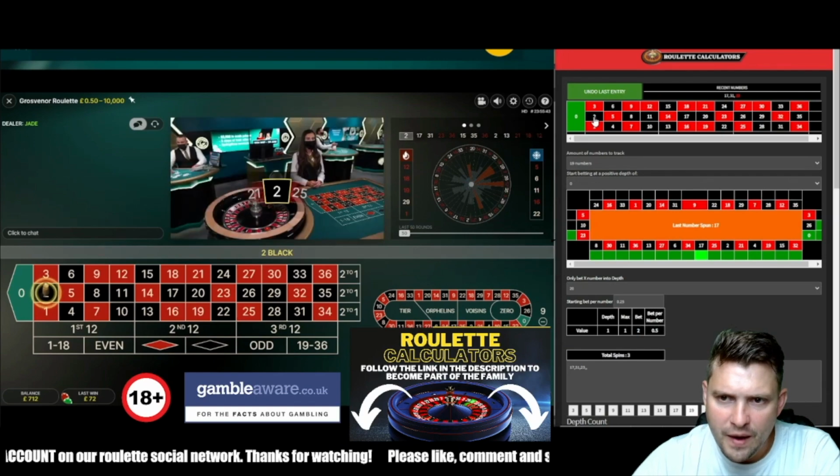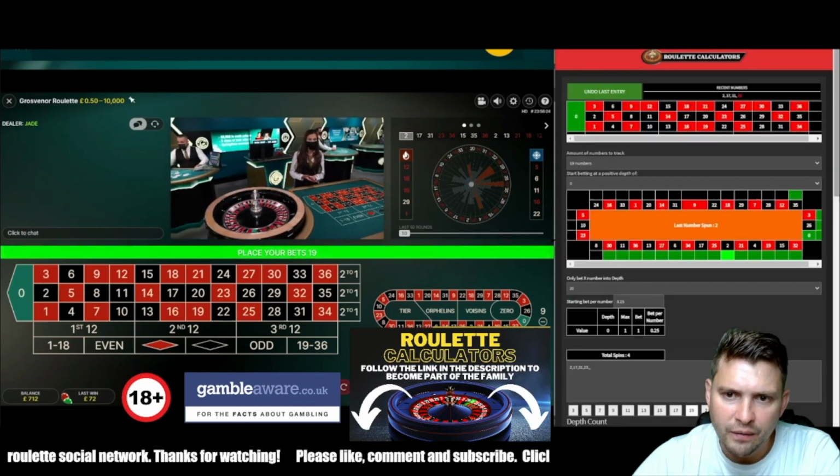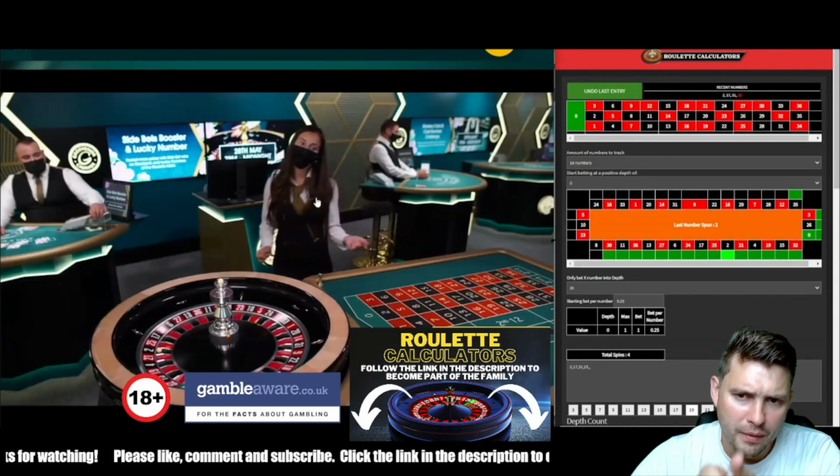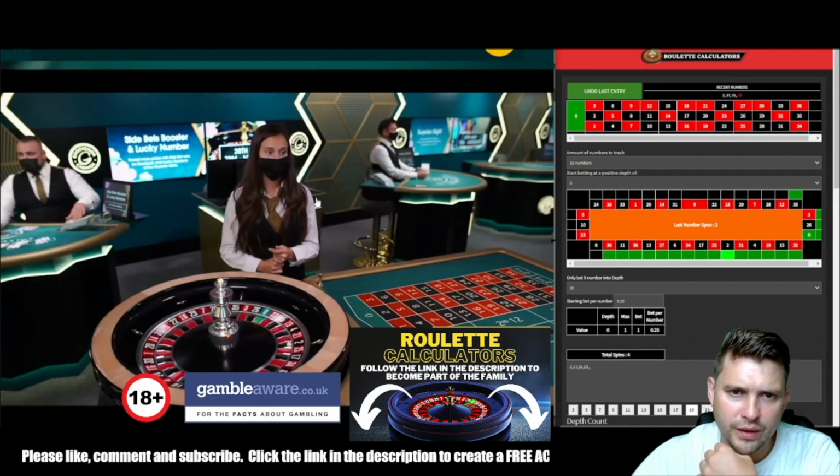So yeah, depth of 1, and now it's gone to 0 again. So this dealer's had a depth of 1. I believe the first one was actually a depth of 0, and this has gone to a depth of 1.